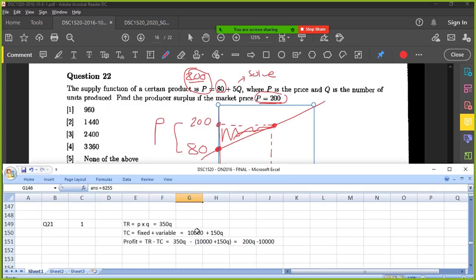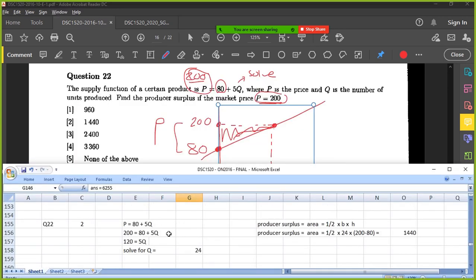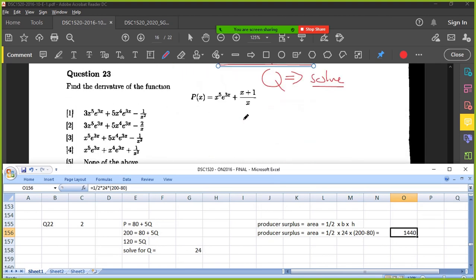Perfect, good. Okay, nice. All right, so for 22, we would have done exactly what you said. Solve for the q, you get 24. Half base times height. Obviously, the height would be the difference between 280. The base is the 24, which is your q, and that gives you 144. Okay, good. Approach is correct.